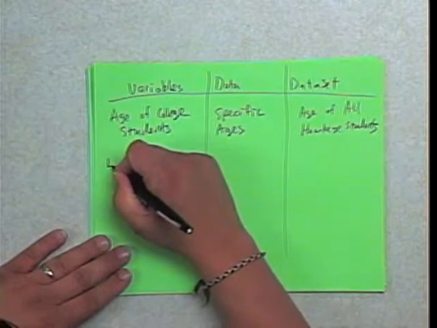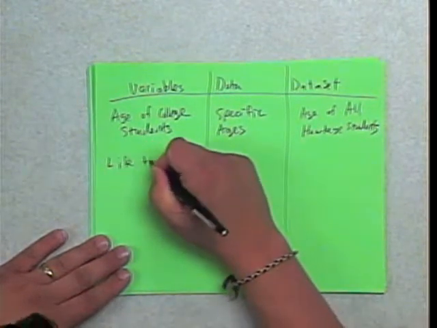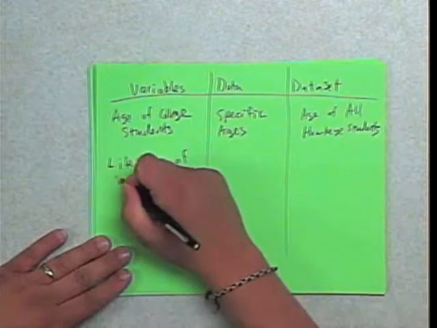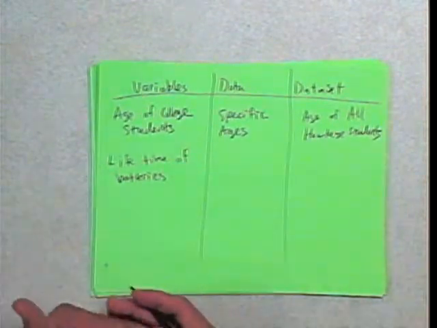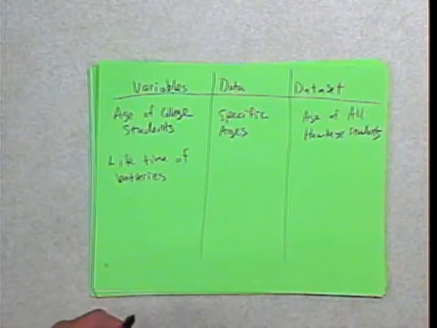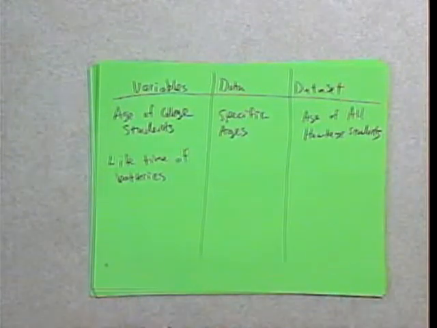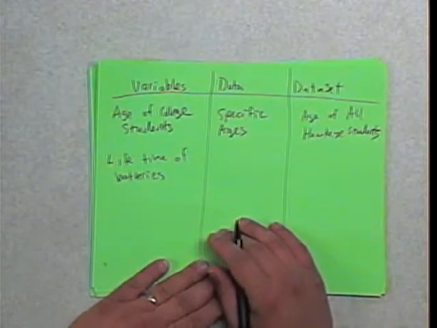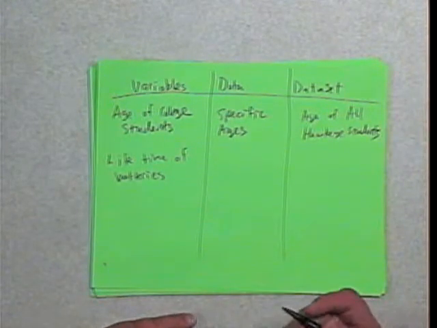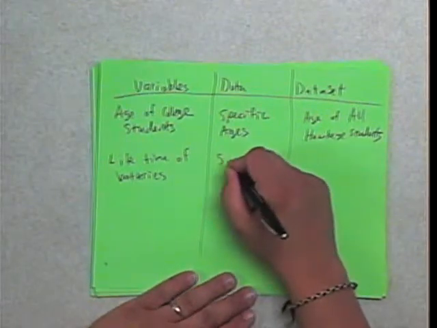So for example, a variable might be lifetime of batteries. Now we're not even dealing with people. The lifetime of batteries is going to vary from battery to battery. Different batteries might last a little more or a little less than other batteries. But the variable is the lifetime. So the data would be specific lifetimes.